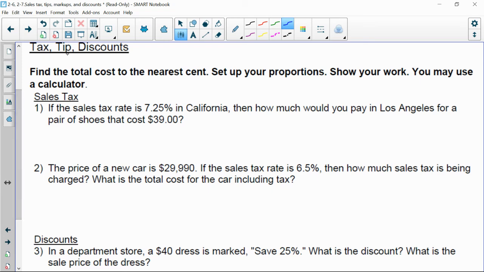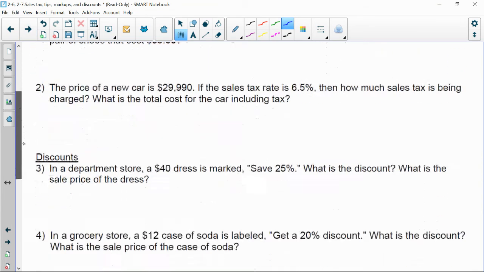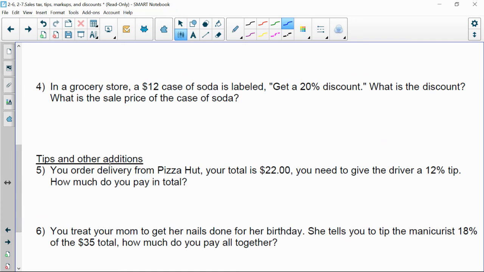All right, so we have tax, tips, and discounts. These two problems are sales tax, so you're going to add on these two. Whereas when we get to discounts, you're going to subtract. Then tips and other additions. That tells you right there what you're going to do.